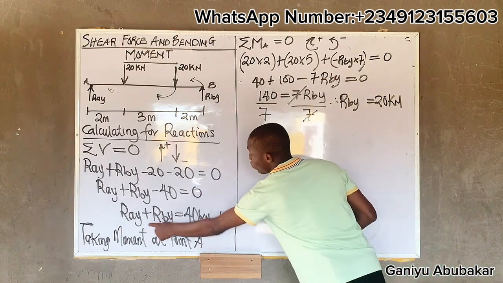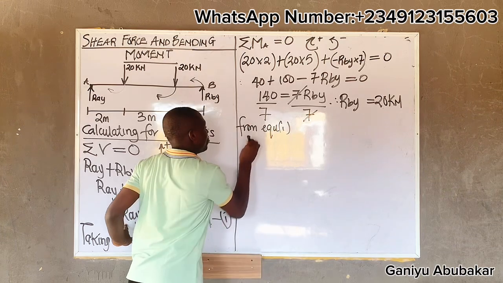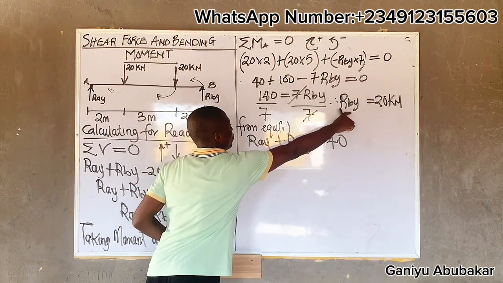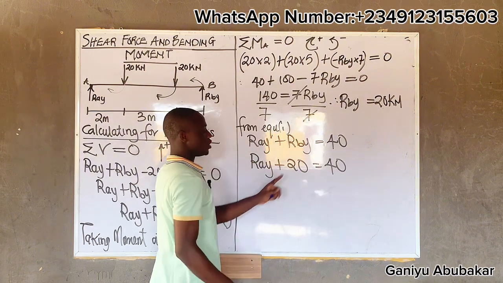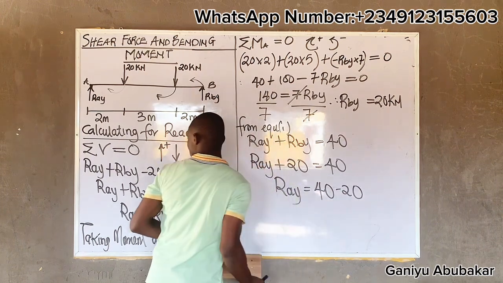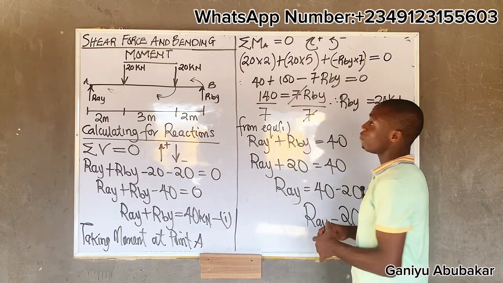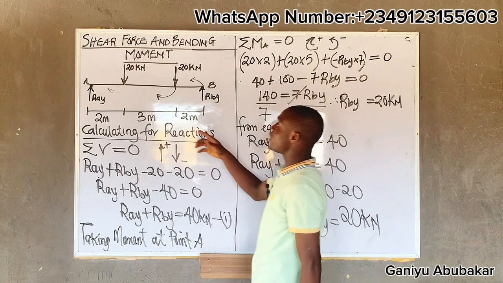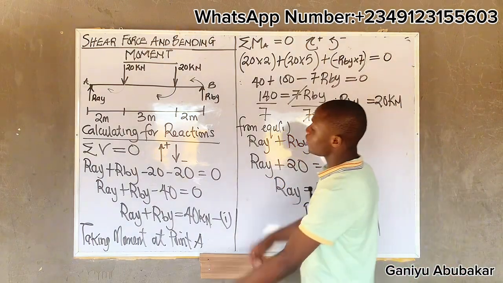Let's get RA from equation 1, which says RAY plus RBY equal to 40. Put the value of RB as 20 here. So RAY plus 20 equal to 40, and RAY equal to 40 minus 20. So RAY is 20 kilonewton. First task in shear force and moment: get your reactions. My RAY is 20 and my RBY is 20. If I add 20 plus 20, I have 40, which makes sense. Copy this down, and let's proceed.